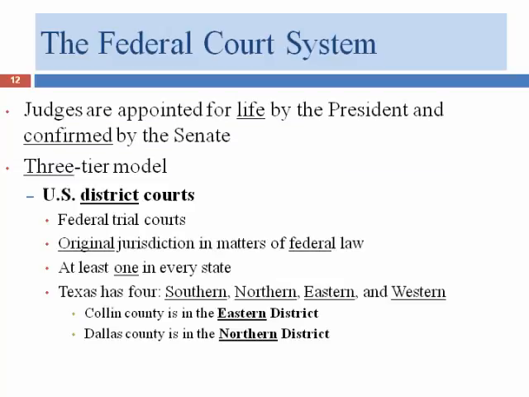Here's a picture, we don't have the picture yet, but we do have the information about how the federal court system works. Judges are appointed for life by the president and confirmed by the Senate. The only way that they get out of office is if they retire, resign, or they are impeached. Not a very common thing. We have that same three-tier model in the federal system that we do in the states.